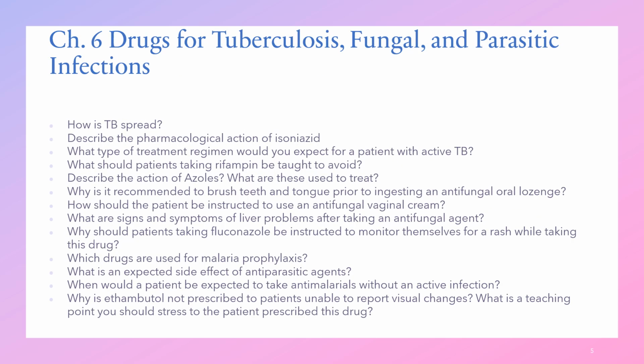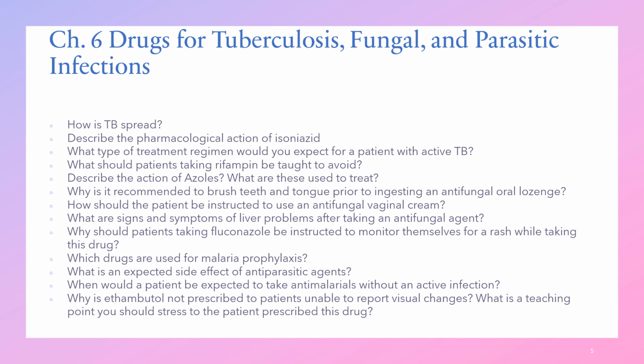Chapter 6. Drugs for tuberculosis, fungal, and parasitic infections. How is TB spread? We can see this on page 84. TB can be transmitted to human hosts by other infected humans and, uncommonly, by cows or birds. Droplets ejected during coughing or sneezing are inhaled by an uninfected host. Once the bacterium is inhaled, it rapidly multiplies in the oxygen-rich lung tissue.